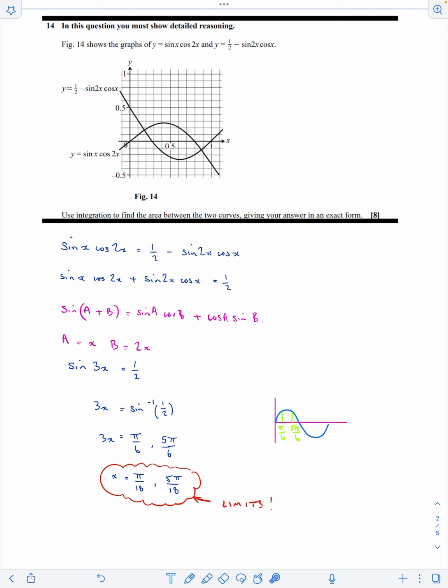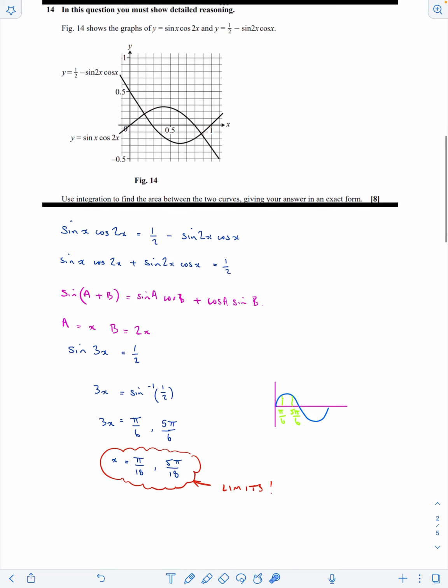So it drops out beautifully. It just gives us sine 3x is a half. So inverse sine of both sides. Obviously sine of a half is 30 degrees, so pi over 6, and you need to be in radians because you're going to be integrating. Then find your first value, your principal value pi over 6, and then your other one is 5 pi over 6. Remember, you only divide through at the end. So now we've got our limits.